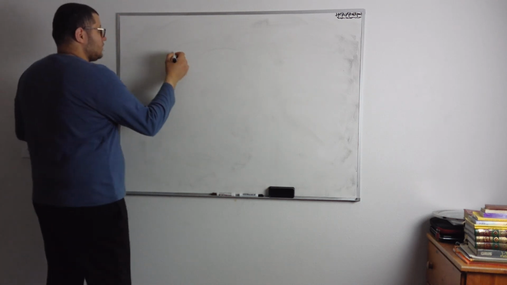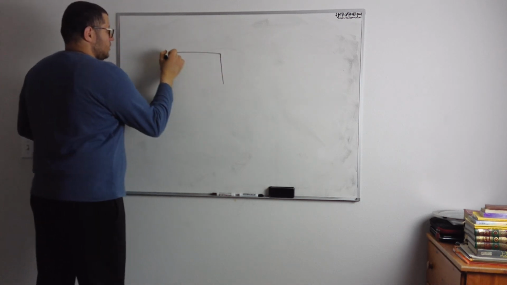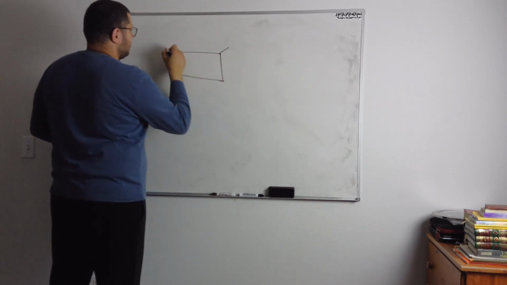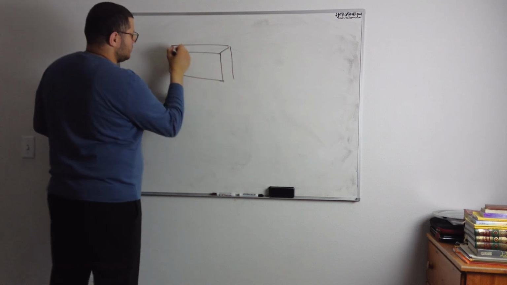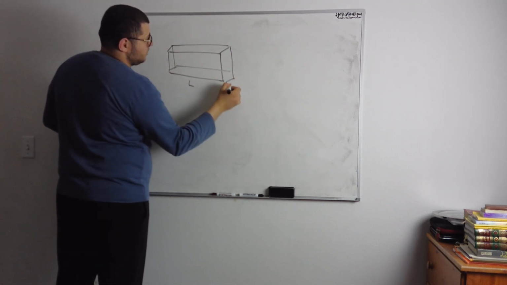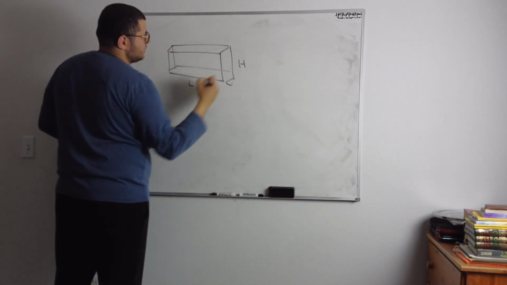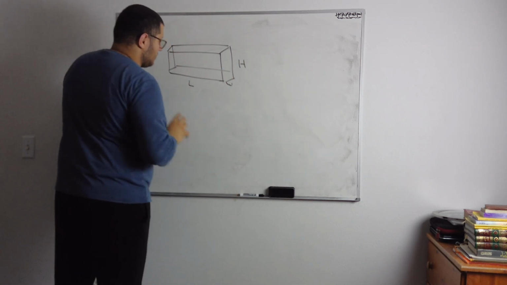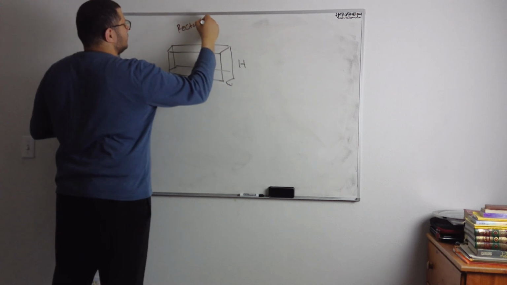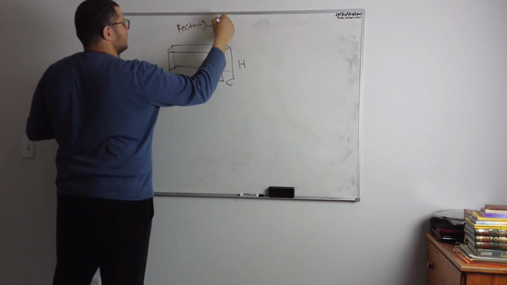Now, what does a rectangular prism look like? Here's a rectangular prism. We said it's a 3D shape because it has 3 dimensions, meaning it has a length, a width, W, and a height, H. This is a rectangular prism.